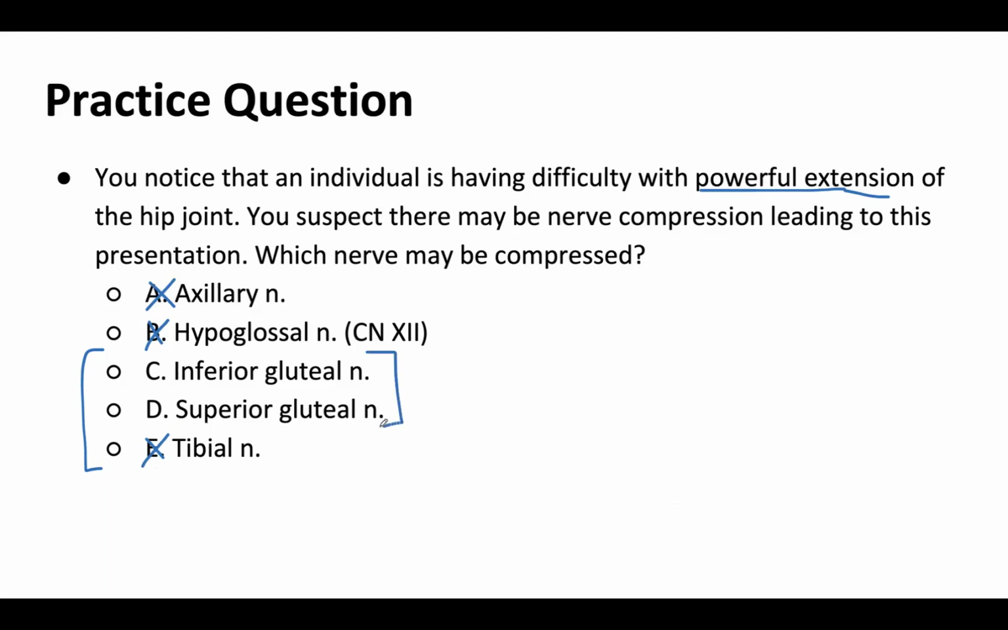So we are left with the gluteal nerves, which makes sense as this video is on the gluteal region. And at this point, we likely need to remember which one of those gluteal muscles is a powerful extensor of the hip joint. And that is that large gluteus maximus muscle. Now, which one of these nerves innervates the gluteus maximus? Remember, it has its own innervation. And that is the inferior gluteal nerve is going to be the correct answer. The superior gluteal nerve innervates the gluteus medius and minimus.